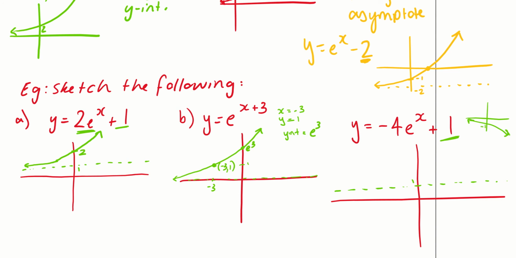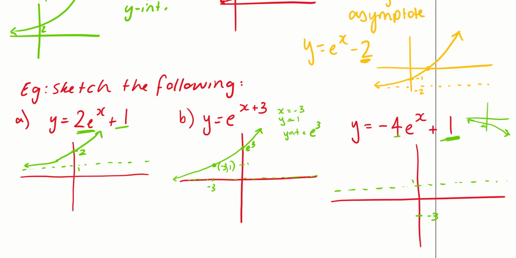Normally passing through at -1. But because this had our stretching component, it would have passed at -4. But then that's been shifted up 1 because of the +1. So now we know it's going to pass through not -4, but at -3.